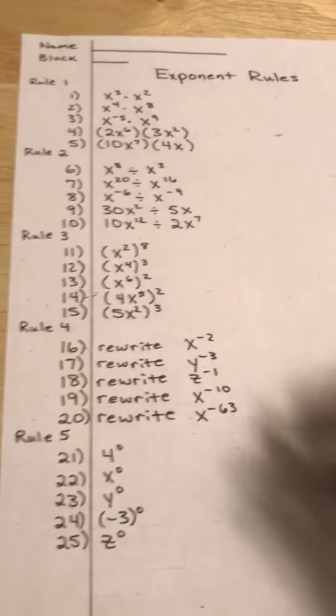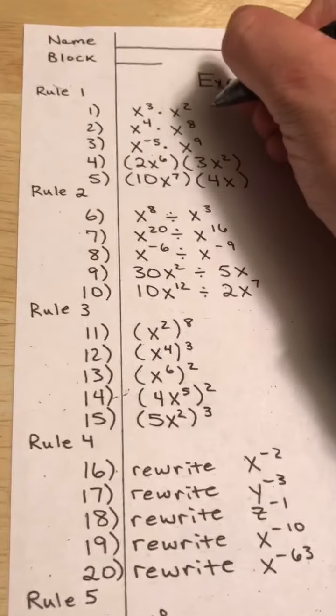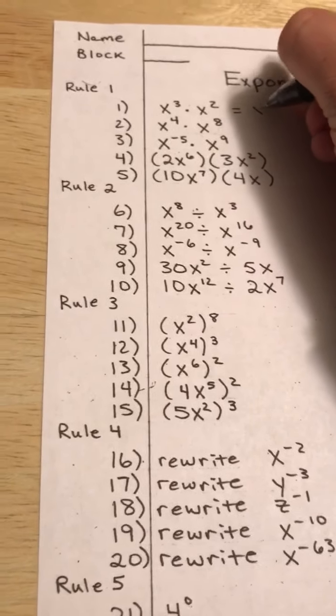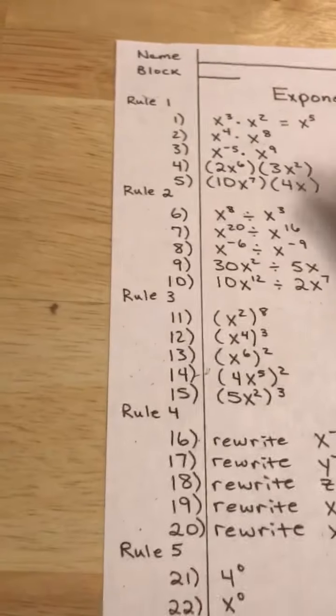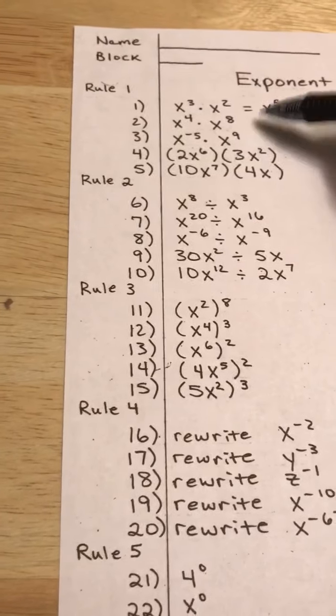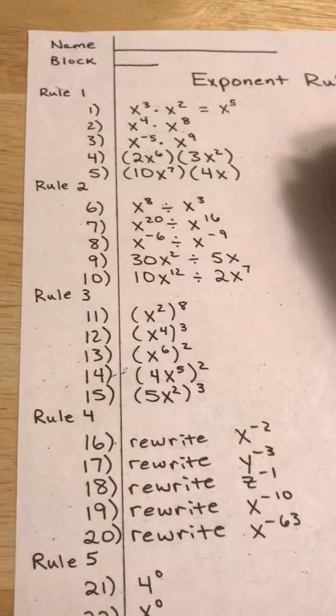All right. Rule 1, remember we add the exponents. So I'm going to have x, but 3 plus 2 is 5, right? And I'll let you do the next 2. You're going to be adding those exponents.